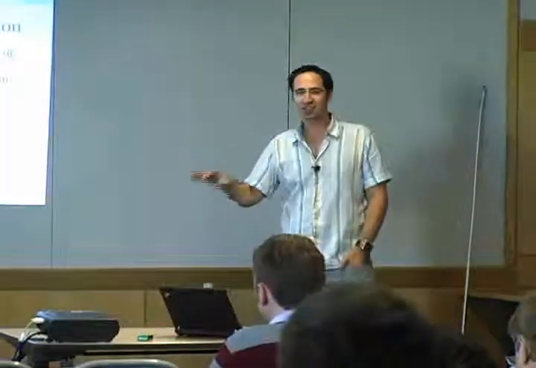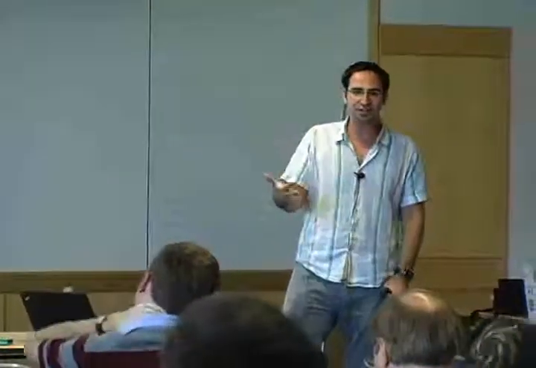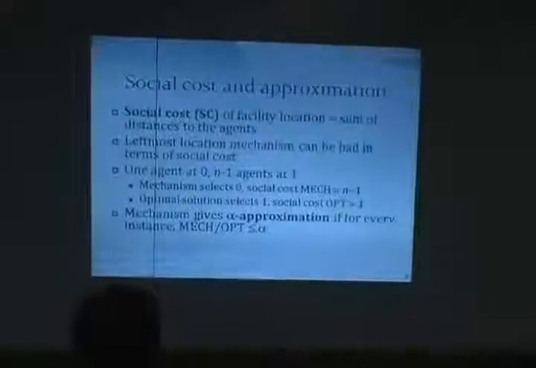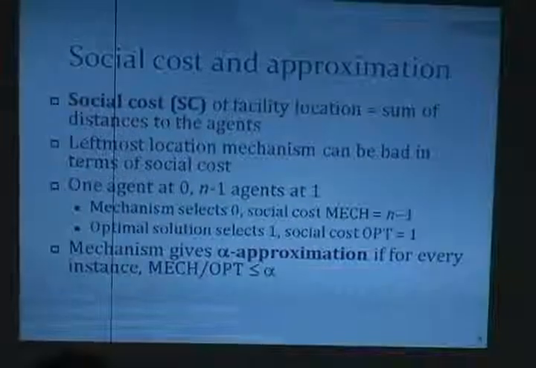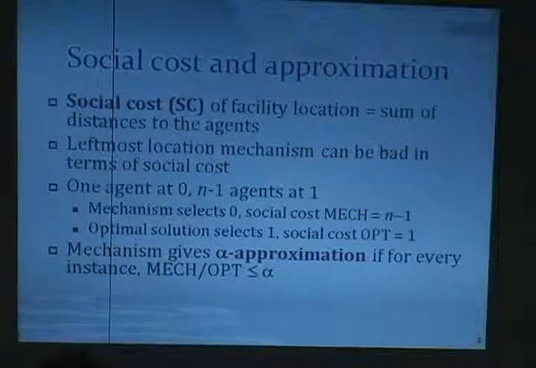Okay, so here's the second and last real definition in the talk. We had strategy proofness, and this is the second definition, a very important one. We say that the mechanism gives an alpha approximation ratio if for every instance the ratio between the cost of the mechanism and the optimal cost is at most alpha. This is the standard definition from approximation algorithms. We just want to say the mechanism can be at most alpha times as bad as the optimal solution.